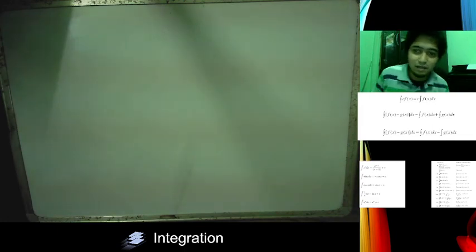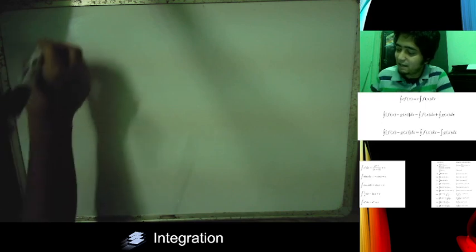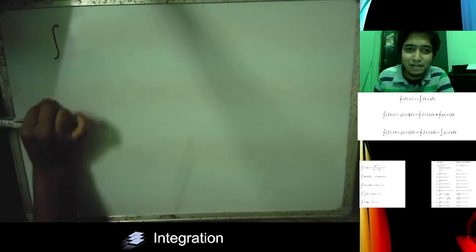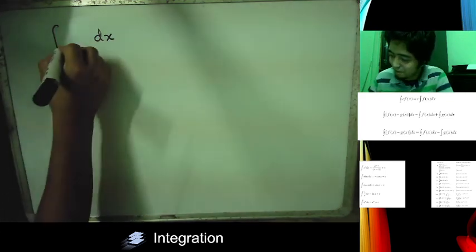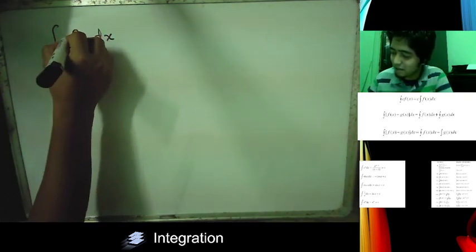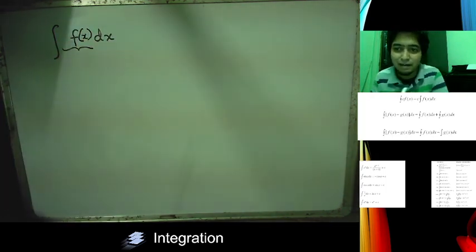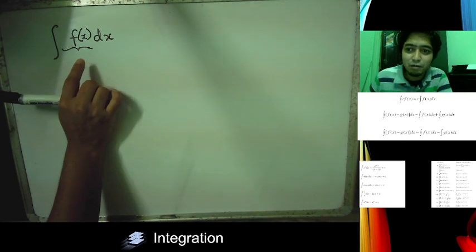So what exactly do we mean by integration? Maybe you have learned in your lower classes that the symbol for integration is this one. And you remember there is a dx, and also you will be having a function here, so you will have this form f(x) dx. Whenever we say integration, we should first mention how many variables the function that we have to integrate has. For example, over here we are having only one variable.